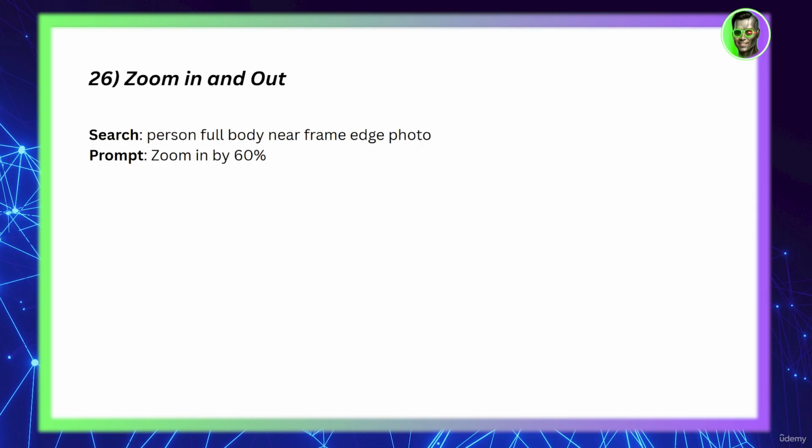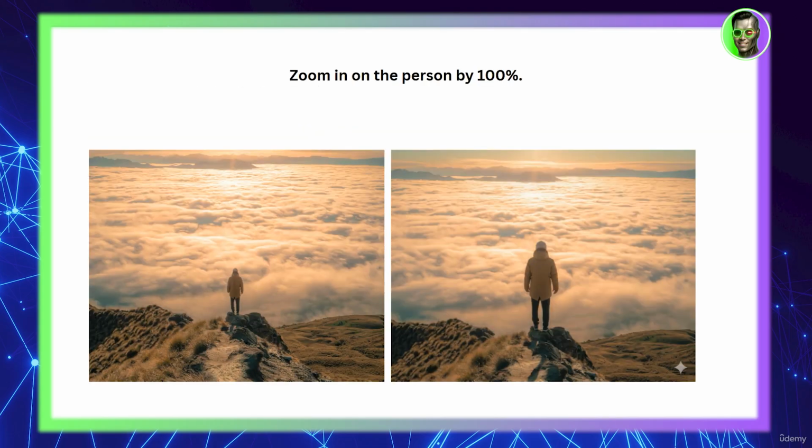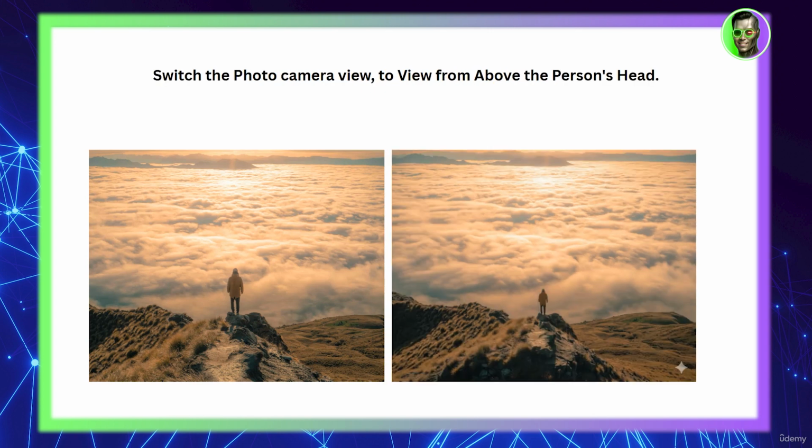Now, how about this? You can also zoom in and out of pictures. On the left side, we have a picture where you can see that it's a very wide picture and you can see a lot more detail. If you use a prompt such as zoom in on the person by 100%, it will zoom in on the person by 100%. Same thing can be done in Canva by scaling the image, simply making it bigger by scaling it. This is just one of those things where you'll learn that you can actually do this without Canva, without Photoshop.